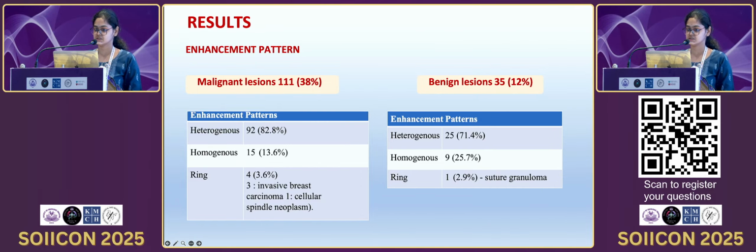Among the benign lesions, among the 35 benign lesions we analyzed, the most common pattern of enhancement was heterogeneous enhancement, seen in 71.4% of individual lesions, followed by homogeneous enhancement, seen in 25.7%, and ring enhancement was seen in 2.9%, which was later shown to be suture granuloma on biopsy.